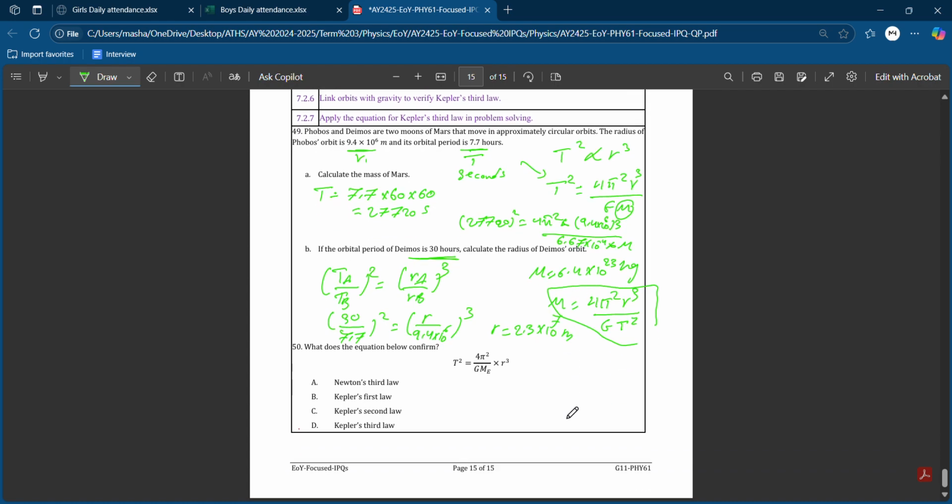The last question, what does the equation below confirm? The equation below confirms Kepler's third law.